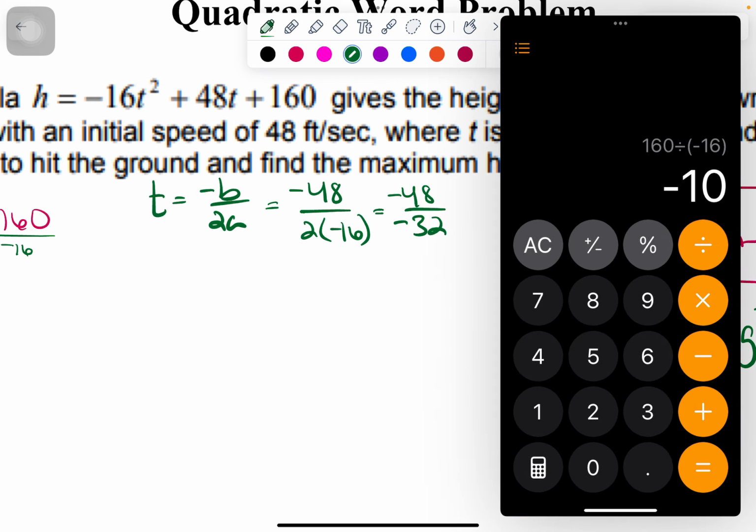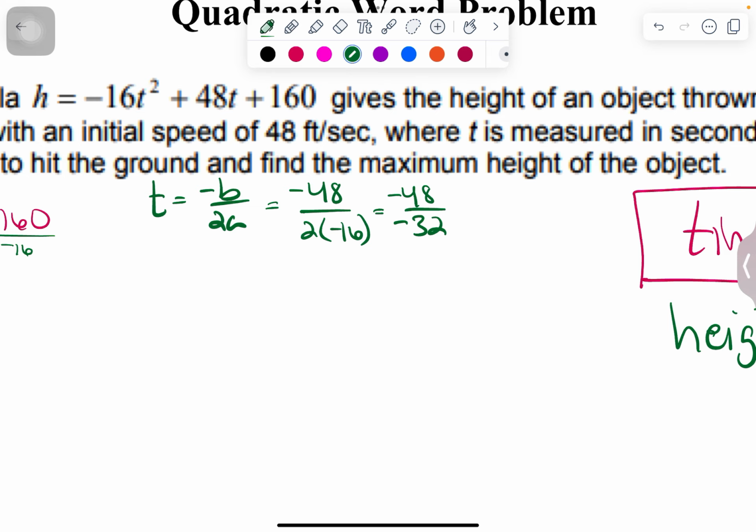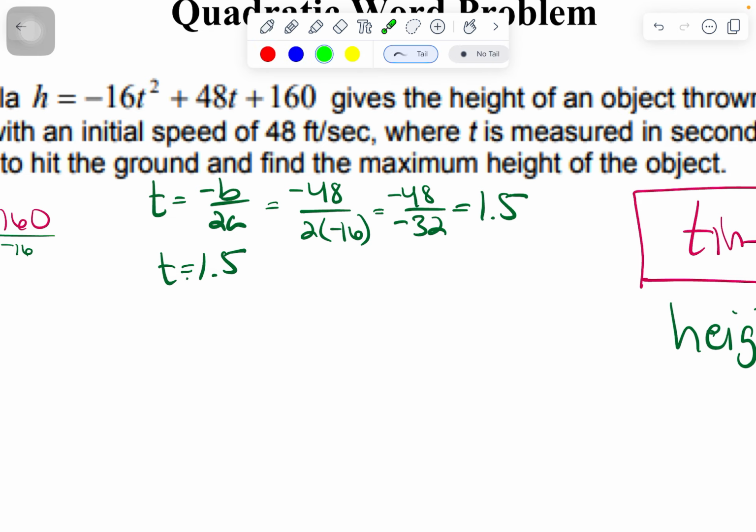Let me see if I can grab the calculator back. All right, so make 48 negative divided by 32 negative. That's going to be 1.5. All right, so t is equal to 1.5, which basically tells me that for our vertex, in this case the maximum height, the time to get to the maximum height is 1.5 seconds. So you're standing at the top of the building, you throw that object, 1.5 seconds after you throw it, that object is at its maximum height. Now, what maximum height? Haven't figured that part out yet.